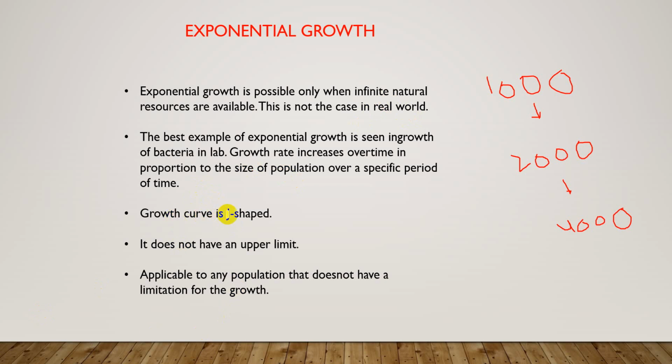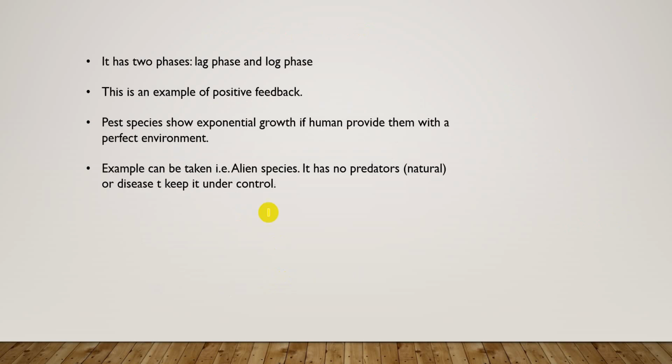The growth curve is J-shaped. While we plot the data that we obtain, we get a J-shaped graph. It does not have an upper limit, applicable to any population that does not have a limitation for growth. That means there shouldn't be a limitation for growth. It has two phases, lag phase and log phase. This is an example of positive feedback.